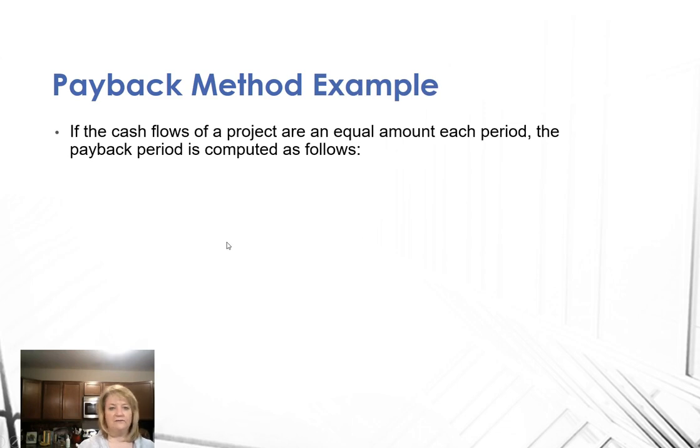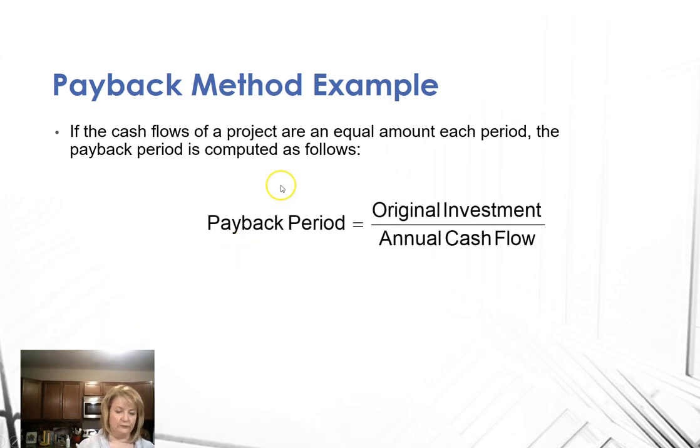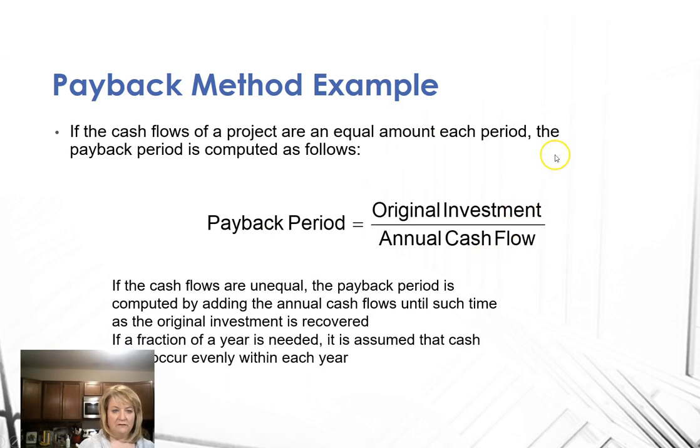If the cash flows of a project are equal amount each period, the payback period is computed as follows. Payback period equals the original investment divided by the annual cash flow. If the cash flows are unequal, the payback period is computed by adding the annual cash flows until such time as the original investment is recovered. If a fraction of a year is needed, it is assumed that cash flow occurs evenly within each year.